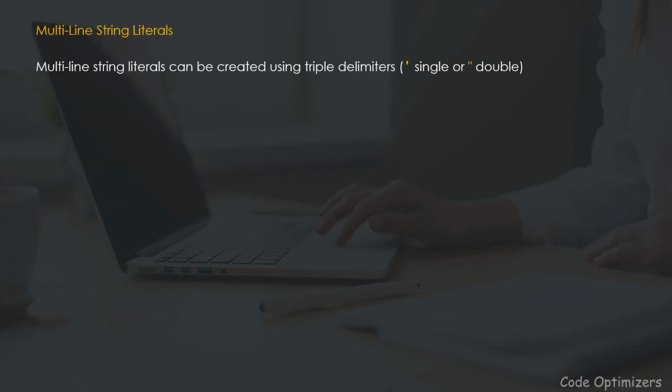The next thing we need to look at is multi-line string literals. We can also create a string that spans multiple lines in our physical code, and we do that by using triple delimiters, whether single or double quote delimiters. We can use triple single quotes for multi-line strings, and we can do the same thing using double quotes. Whatever you want to use, but you have to be aware that this works a little differently.